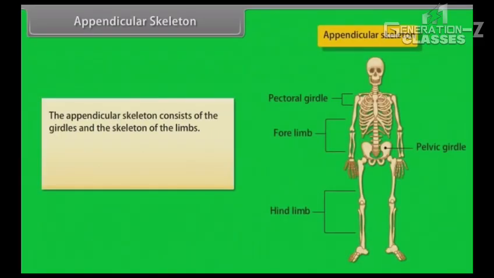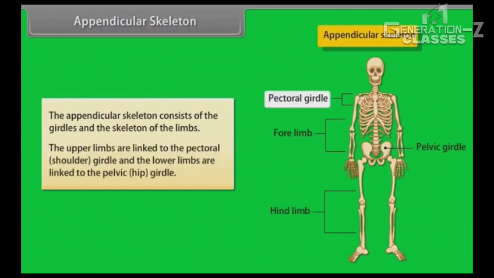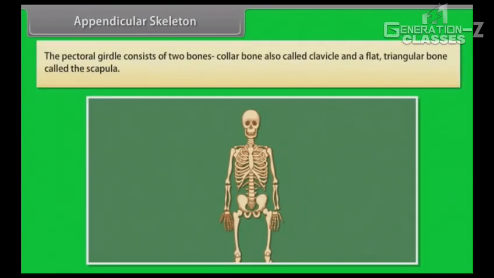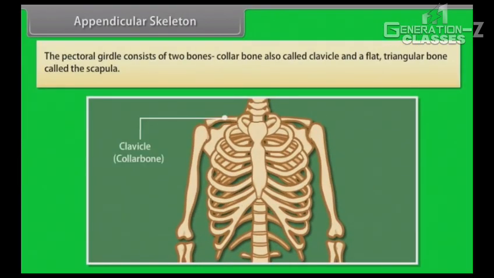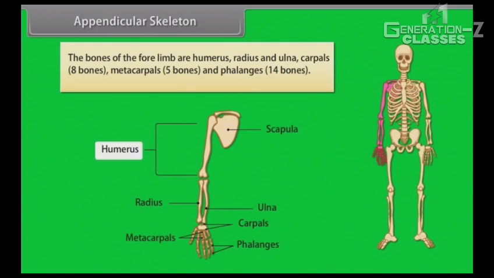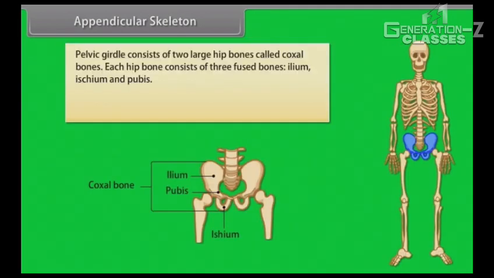Appendicular skeleton. The appendicular skeleton consists of girdles and the skeleton of the limbs. The upper limbs are linked to the pectoral or shoulder girdle and the lower limbs are linked to the pelvic or hip girdle. The pectoral girdle consists of 2 bones, the collarbone, also called the clavicle, and a flat triangular bone called the scapula. The bones of the forelimb are humerus, radius, and ulna, carpals, 8 bones, metacarpals, 5 bones, and phalanges, 14 bones.